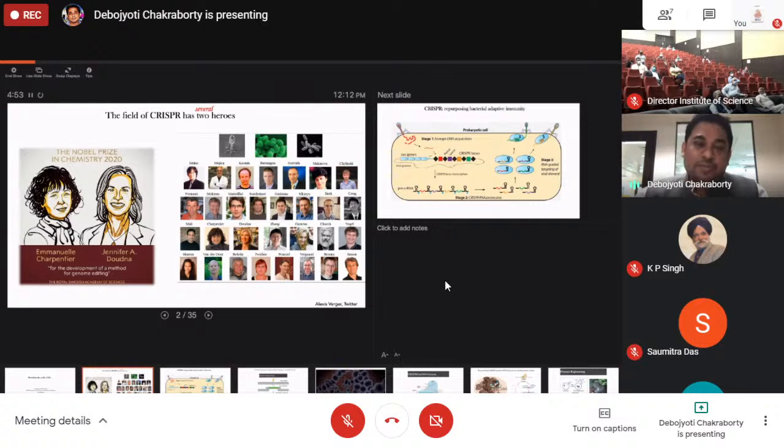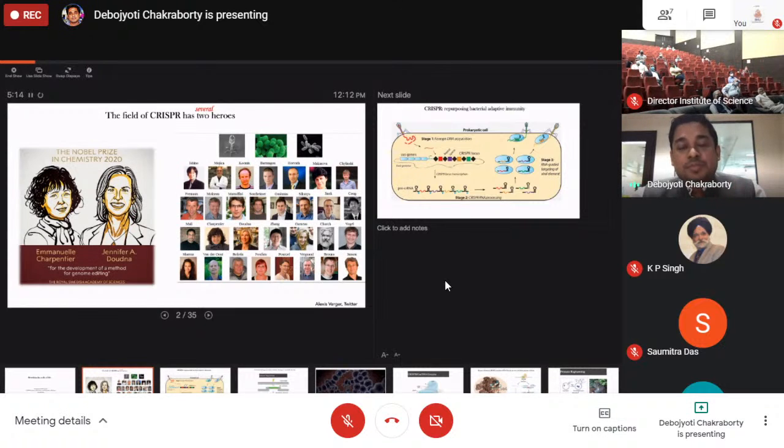But of course, there was a lot of work that happened, and they were in a Danish factory, which was making curd. They found that the bacteria were getting resistant to bacteriophages, and these bacteriophage sequences were present, and people began to establish that there could be some kind of an immunity system like we have in humans.